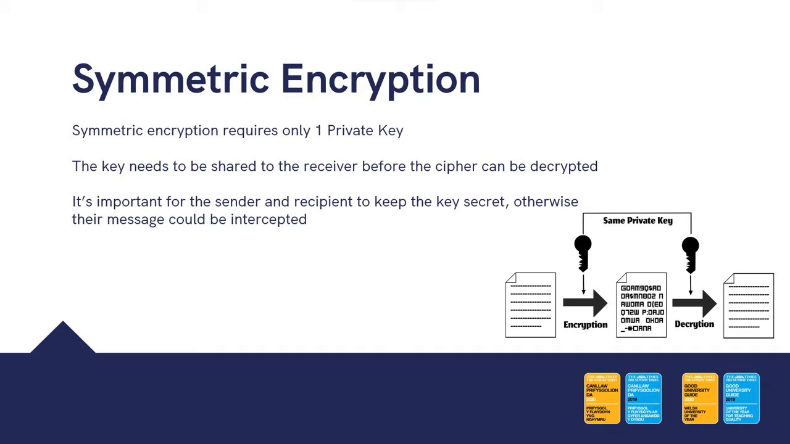Okay, so let's talk about symmetric encryption. Symmetric encryption requires only one private key. The key needs to be shared with the receiver before the cipher can be decrypted, and it's important that the sender and recipient keep the key secret, otherwise the messages could be intercepted. Let's look at this diagram here. We have one key, a private key, that can be used to encrypt plain text into a ciphertext, and we can use the same key to decipher the ciphertext back into the original plain text. These keys would be used by two different parties to encrypt and decrypt.